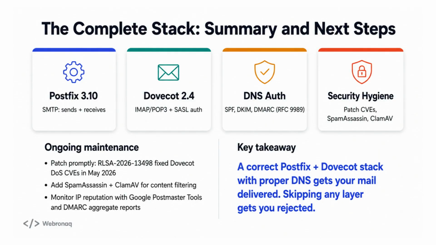Next, add SpamAssassin for content-based spam scoring, and ClamAV for virus scanning. Monitor your sending IP reputation using Google Postmaster Tools, and read your DMARC aggregate reports weekly. The key takeaway is this: every layer in this stack exists for a reason. Get the config right, keep it patched, and watch your DNS records. Do that, and your self-hosted mail server earns its place in the inbox.